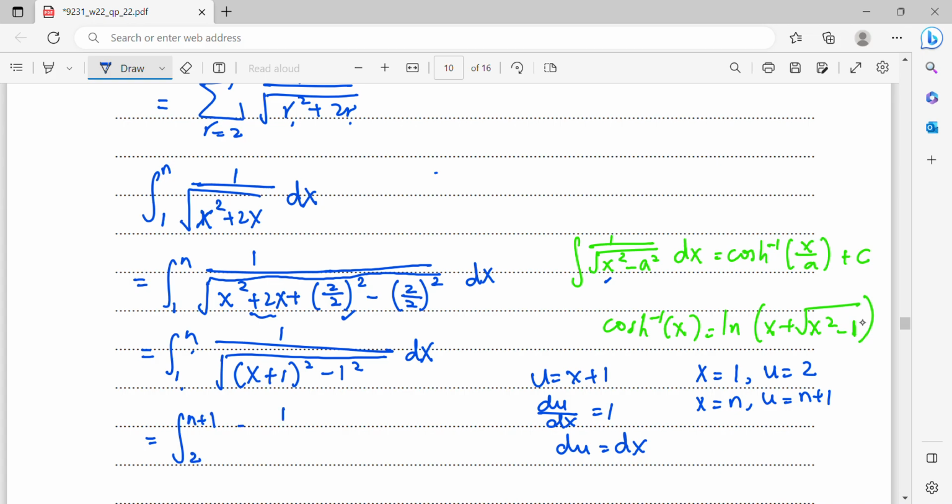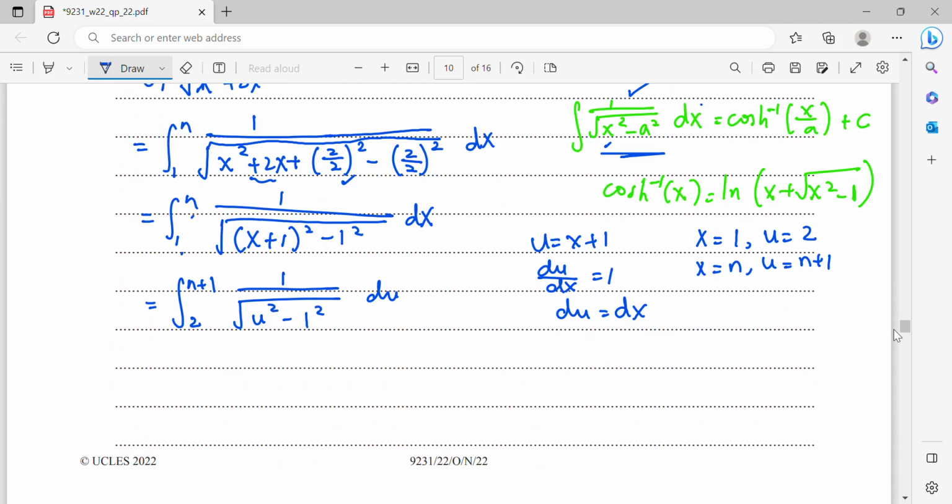So 1 over square root u squared minus 1 squared. The dx will be du. Okay, so now it's exactly the same as the formula in the formula list. It's just that now you need to change your x to u. So I will be getting inverse cosh u over a. My a is 1, therefore just inverse cosh. Sorry, it's inverse cosh u, then the limit from 2 to n plus 1.